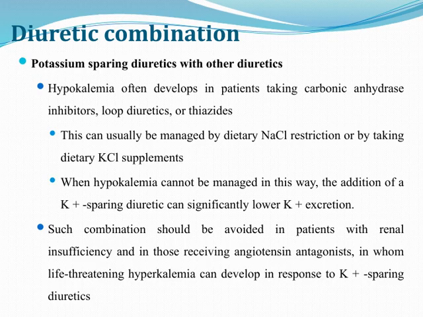Fortunately, hypokalemia can typically be managed through dietary measures, like restricting sodium chloride intake or by increasing potassium-rich foods or supplements. However, when these strategies aren't enough, adding a potassium-sparing diuretic can be very effective in reducing potassium excretion and balancing levels. But it's important to remember that combining these drugs isn't always safe for everyone. In patients with renal insufficiency or those taking angiotensin antagonists, this combination can lead to dangerously high potassium levels, known as hyperkalemia, which can be life-threatening. So, careful patient selection and monitoring are key when considering these combinations to ensure safety and effectiveness.